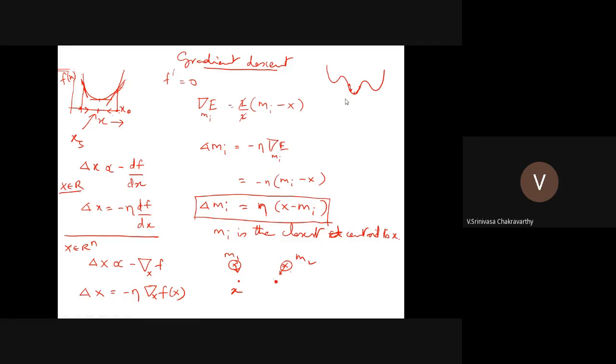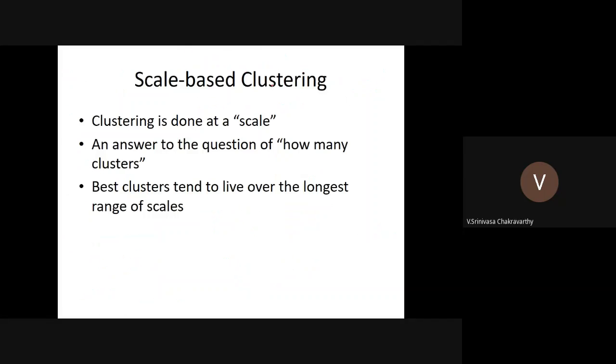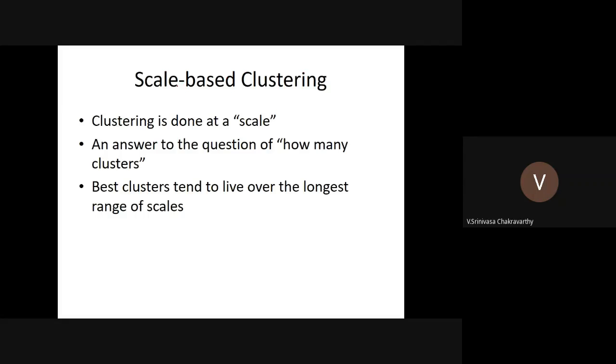Now, how do you apply this to find out what is called scale-based clustering? So first of all, to understand what it is, I'm saying this is a kind of hierarchical clustering algorithm, where the clustering is based on the concept of scale, right? So what is a scale? Let us illustrate that using an example.